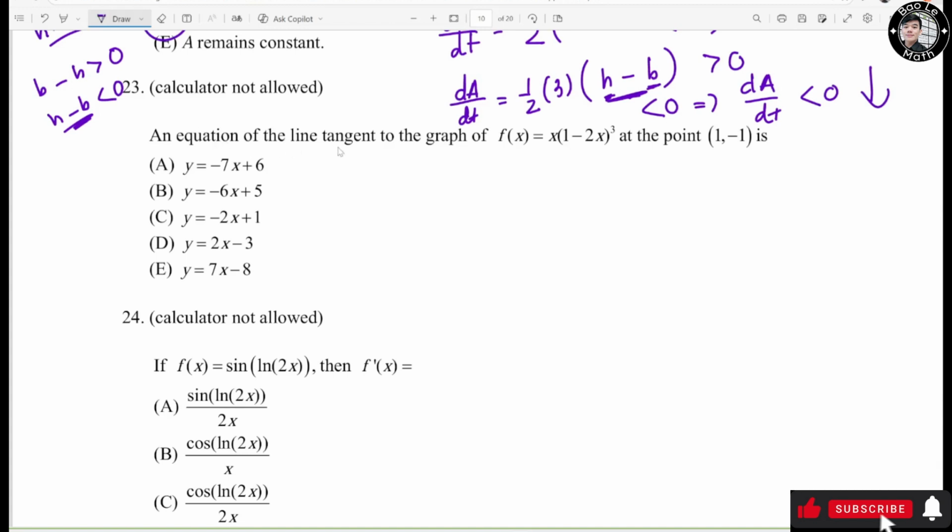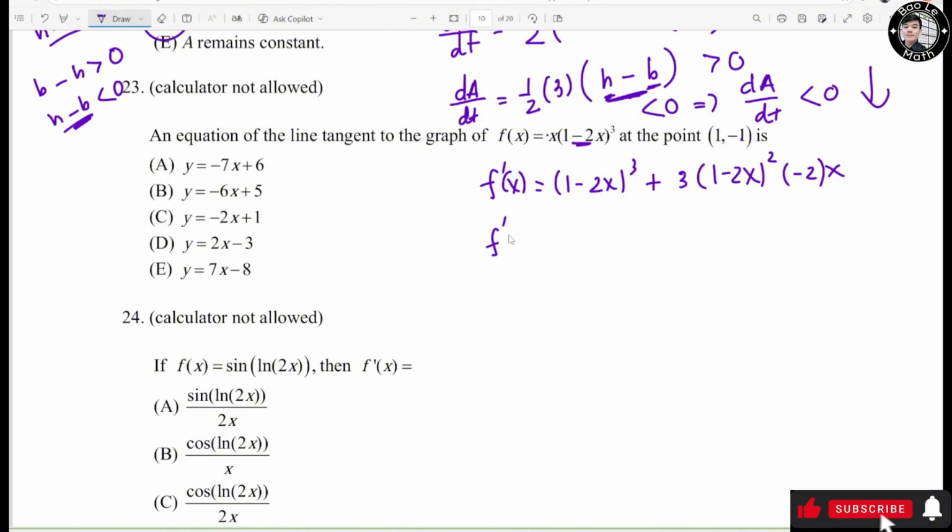An equation of the line tangent to the graph of f at the point (1, -1). This is a very simple question. We need to take the derivative of this one, so we have f prime of s equals, using the product rule, the derivative of s is 1, so we have (1 minus 2s) cubed plus the derivative of this one, which is 3 times (1 minus 2s) squared times the derivative of the inside, -2, and then times s right here.